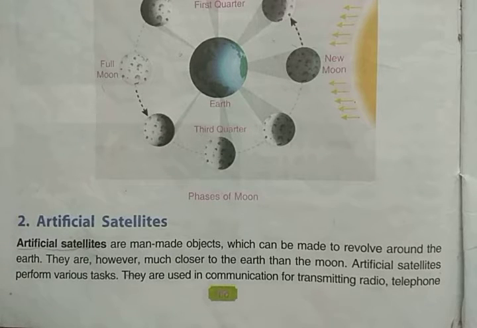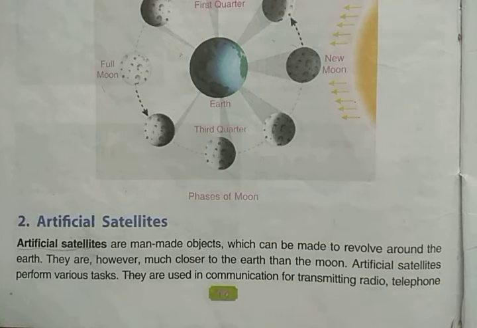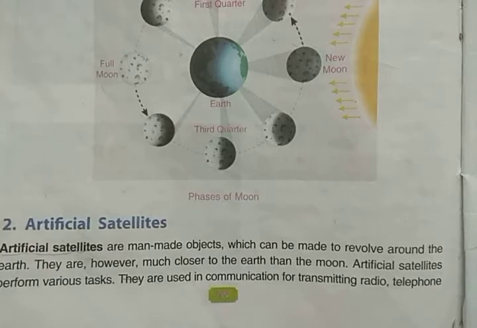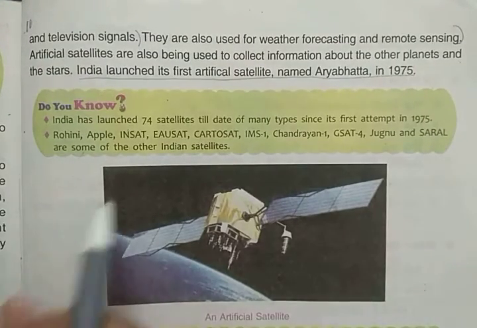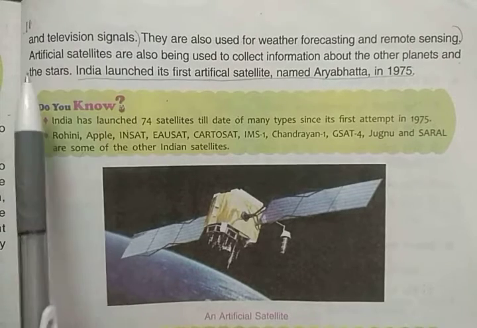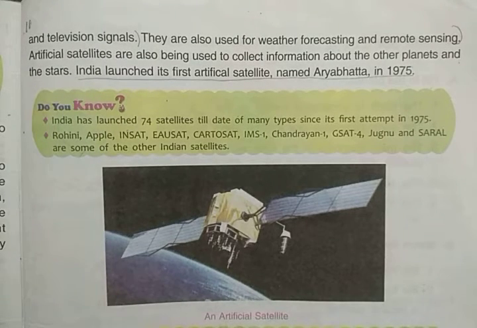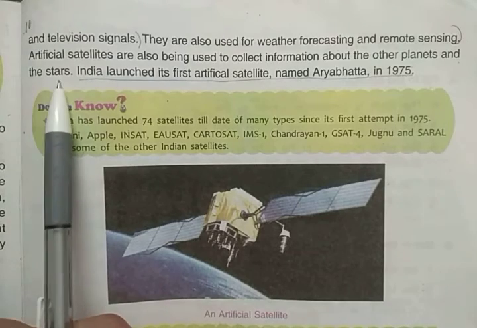Artificial satellites perform various tasks. So this is the answer of one question, the uses of artificial satellites. They are used in communication for transmitting radio, telephone and television signals. So ये हमारे जो कम्युनिकेशन के काम आते हैं, रेडियो, टेलीफोन, टेलीविजन सिग्नल्स को ट्रांसमिट करते हैं ये. And they are also used for weather forecasting and remote sensing. And artificial satellites are also being used to collect information about the other planets. दूसरे प्लैनेट्स की इंफॉर्मेशन भी कलेक्ट करता है, and the stars.